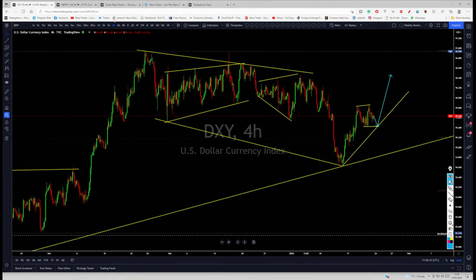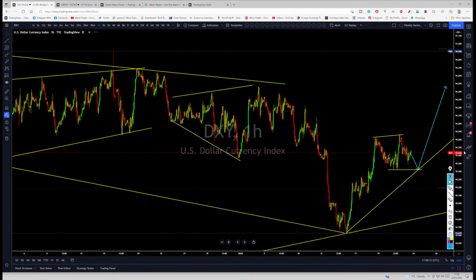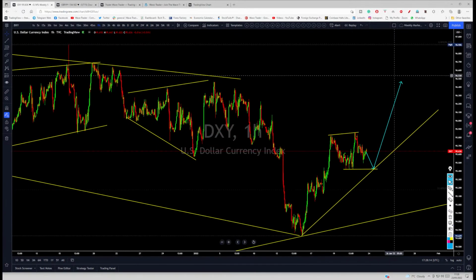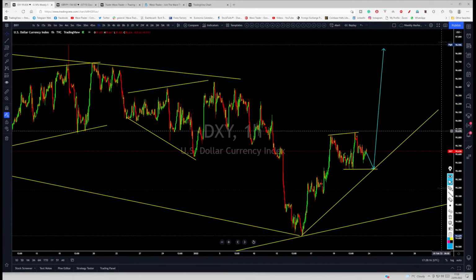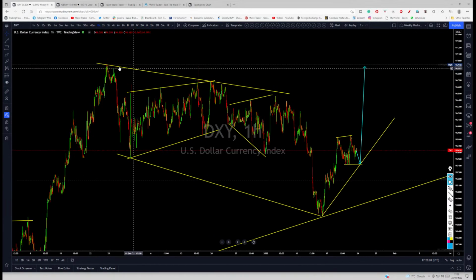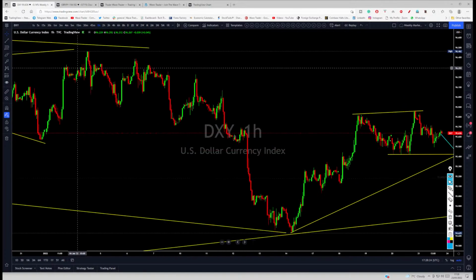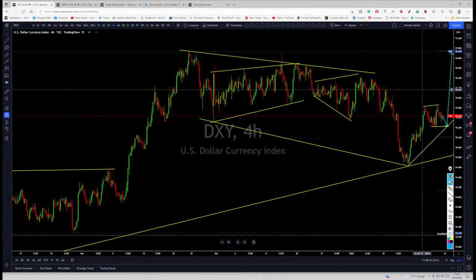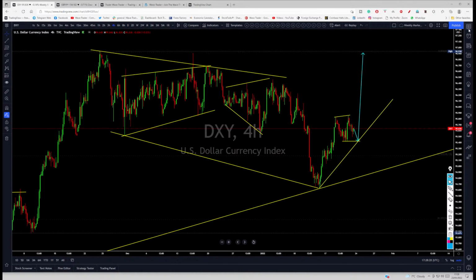Or this expanding triangle formation. This is what you are looking for, and your target is going to be that top. Still tradable, all the way back to that top, and in the best case scenario, break that top and continue to keep rising for more upside.